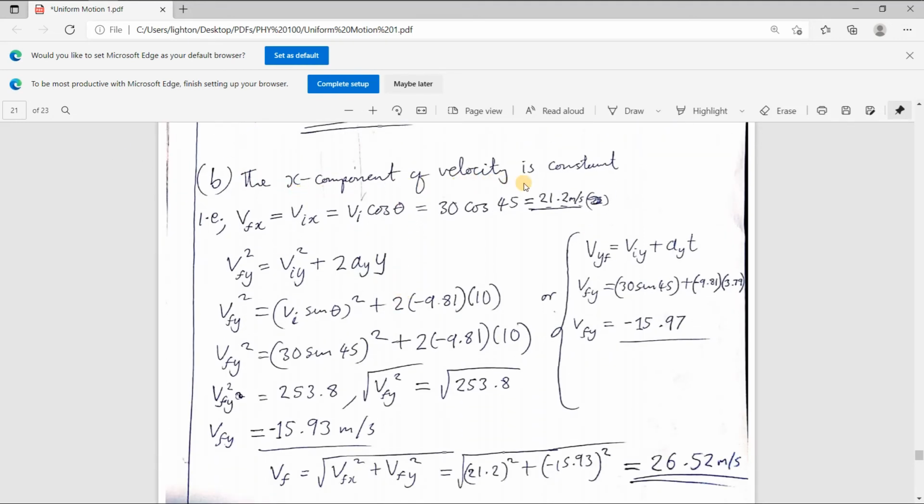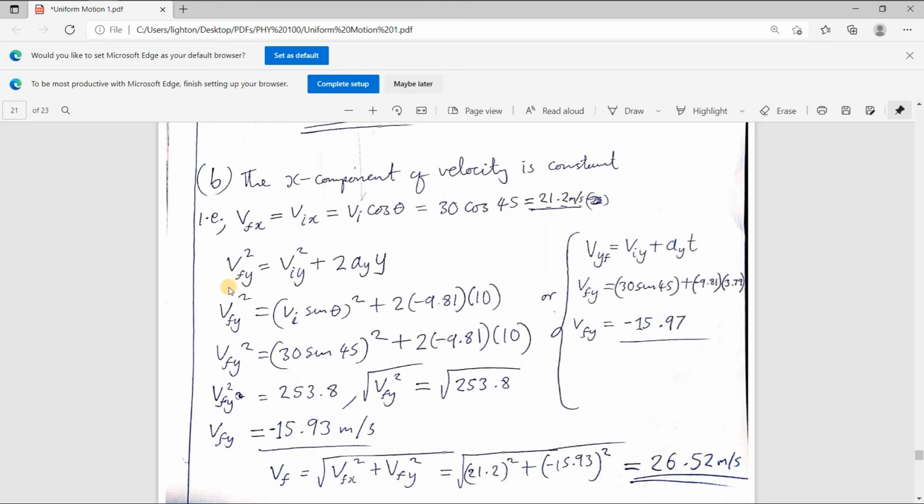The x component of velocity is constant. Of course, we know the x component of velocity is always maintained, which is v_fx being equal to v_ix. The x component of velocity is always constant, which is v_i cos theta, which is 30 cos 45, which is 21.2 meters per second. This value remains constant all the way in the ball's motion. Now, let's find the y component of velocity using the tools we have, of course.